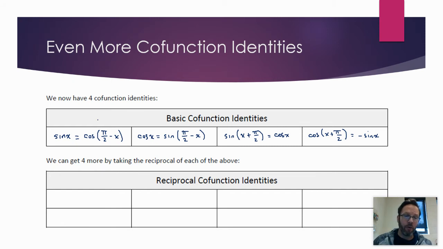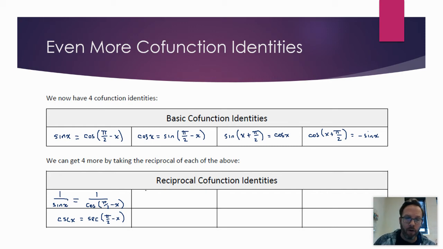If you take the reciprocal of each of these, I'm not sure if I'll write all of these out because you might get the idea. But if I take the reciprocal of the first one, if I take the reciprocal of both sides, then the equation still holds true. But what is 1 over sine x equal to? It's cosecant x. What's 1 over cosine equal to? It's secant of pi by 2 minus x. So this is a fifth. It's a reciprocal cofunction identity. The cosecant of an angle is equal to the secant of pi by 2 minus that same angle.